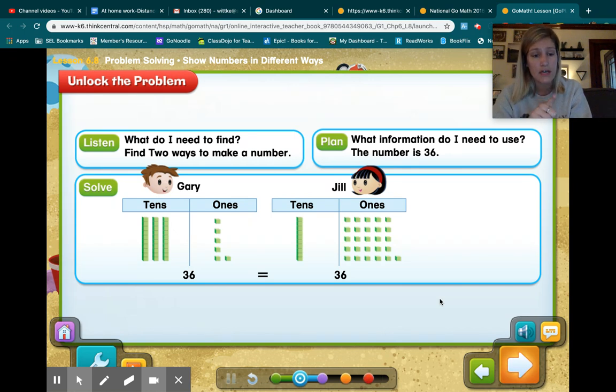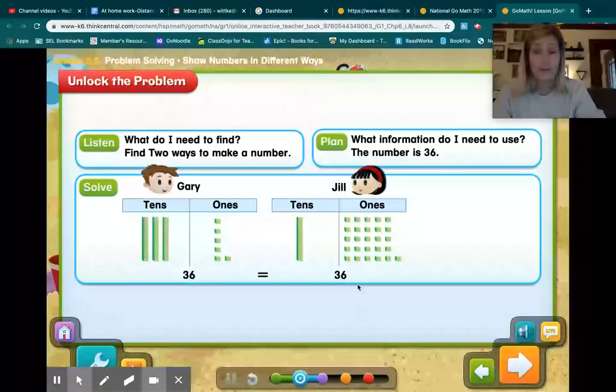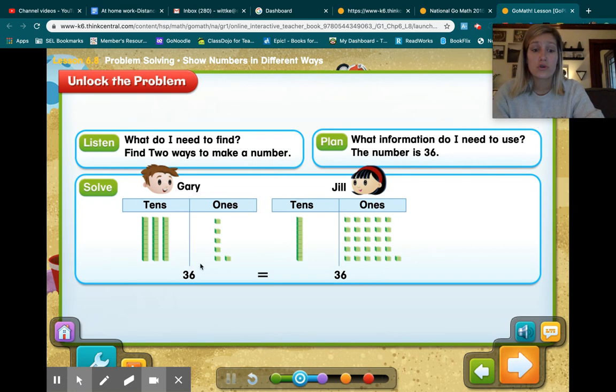I always want to push your thinking and grow your brains even more. So I want you to think to yourself, which one was easier to count? Gary's stickers or Jill's stickers? Which one was easier for us to count? If you're thinking Gary, Mrs. Maris agrees with you. Because for Gary, all we had to do was say 10, 20, 30, 31, 32, 33, 34, 35, 36. Gary had lots more groups of 10 than he did ones. But Jill, she only had one group of 10 and she had a lot of ones. So it was quicker and easier for Gary to count than Jill.